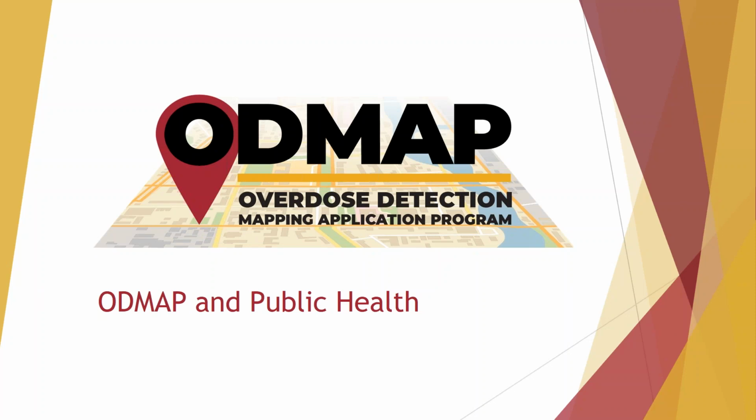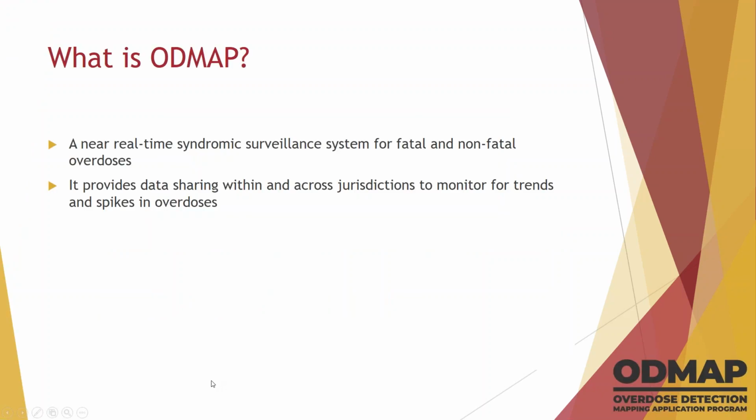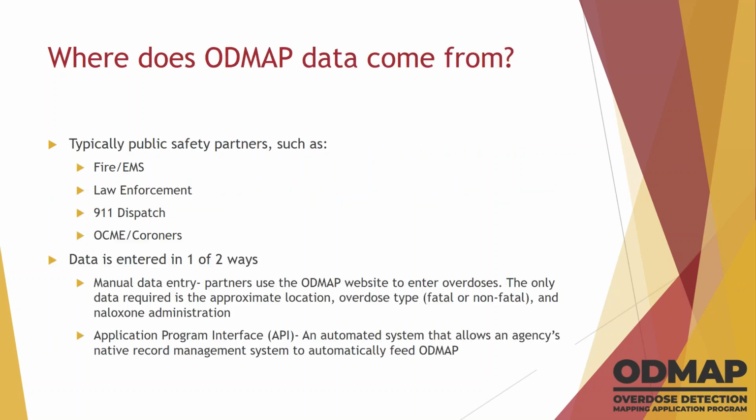Before we begin the specifics of ODMAP and public health, I just want to touch briefly on what exactly is ODMAP. It's a near real-time syndromic surveillance system for both fatal and non-fatal overdoses. It provides data sharing within and across jurisdictions, primarily to monitor for trends and spikes in overdoses. So one of the key components of ODMAP is its ability to provide spike alerts when the number of overdoses in a 24-hour period exceeds the expected threshold.